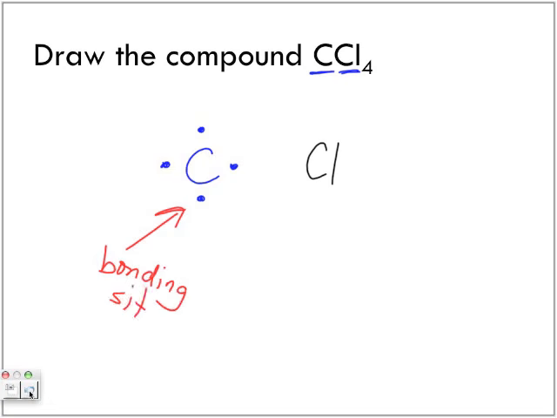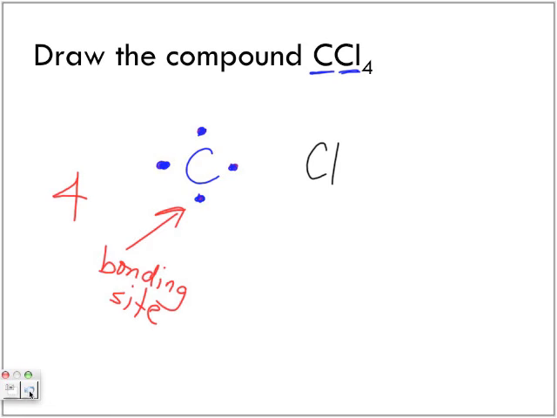Bonding sites. Each of these lonely electrons is considered a bonding site, which means it's a location in which a bond will occur, so a pairing will occur with another atom. So we've got four bonding sites: 1, 2, 3, 4. Let me color them back in blue. Those are the four bonding sites because they're all four lonely electrons.